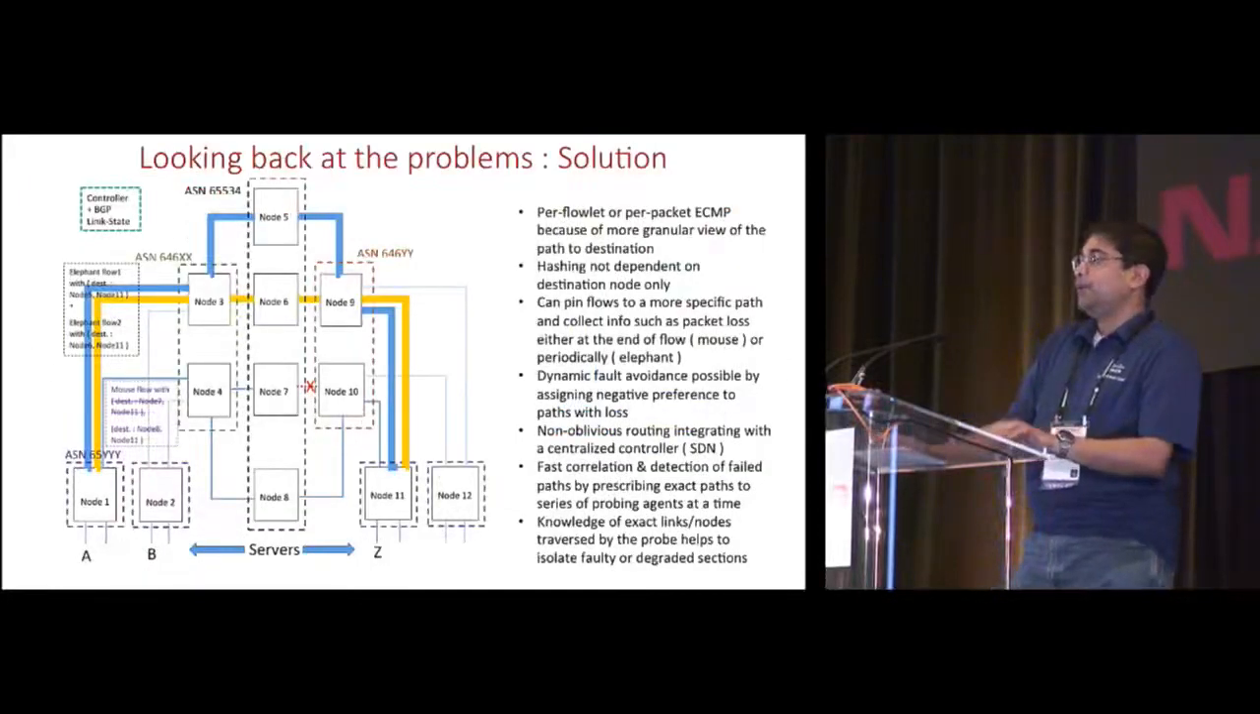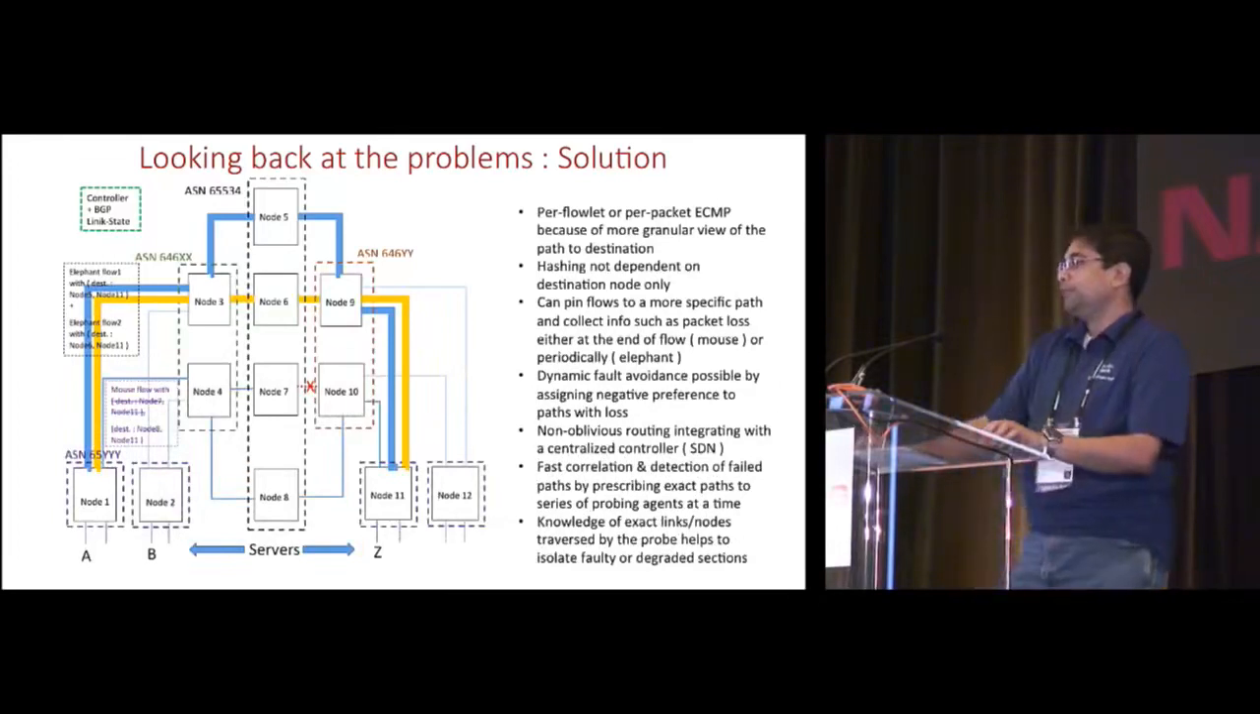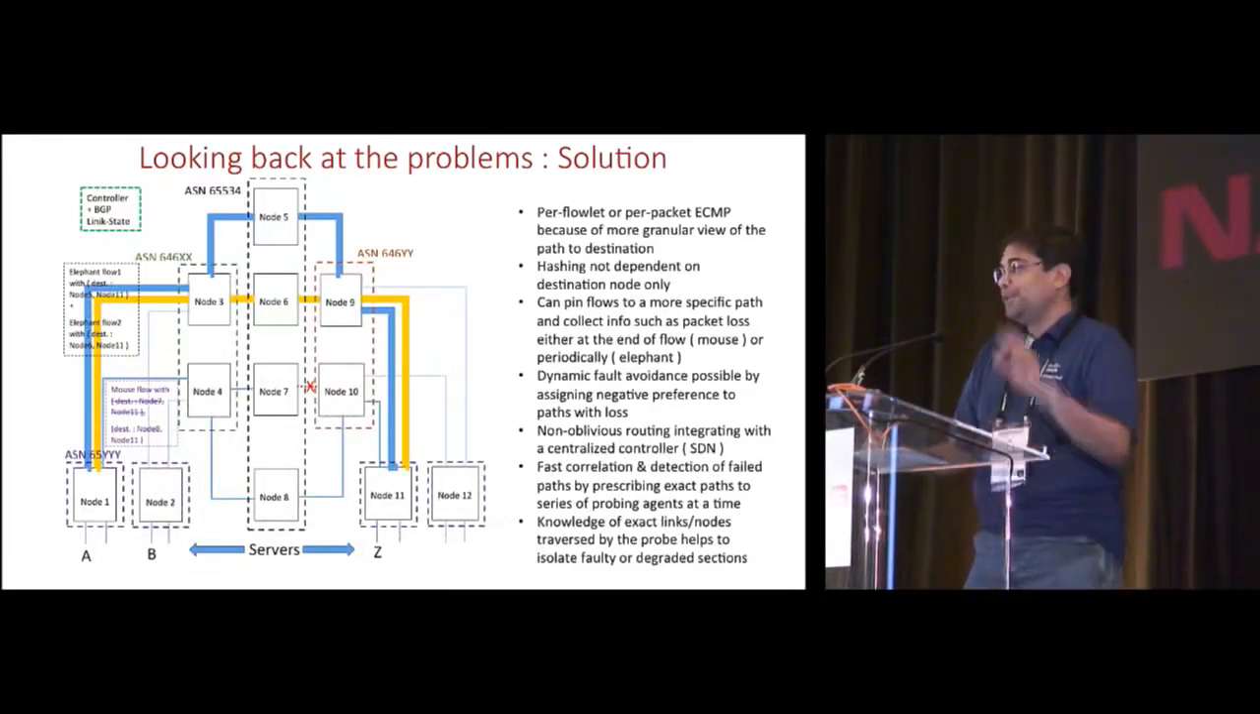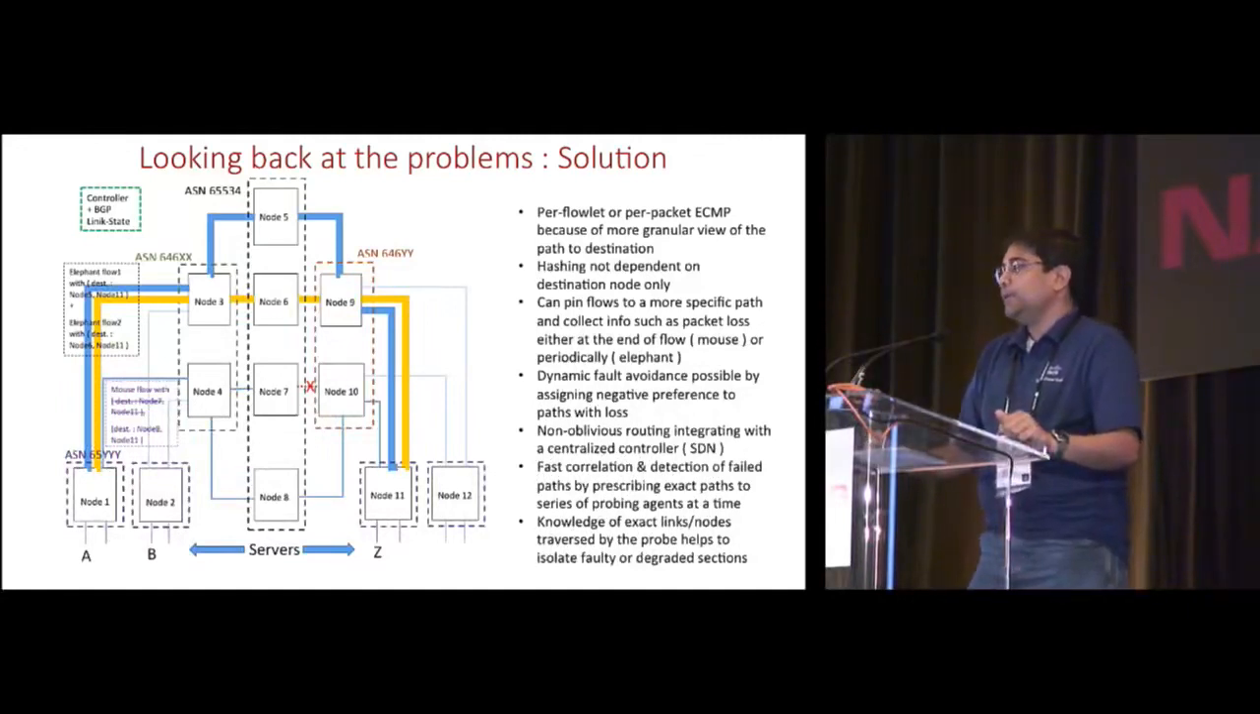And now we look back at the problems which we already discussed, and how we are solving them with this solution. There is an addition of a small green rectangle at the top. Of course, that's the controller. The controller is running BGP link state, which is typically with most of the nodes in the data center. So essentially we are learning the path end to end, like we mentioned already, and then communicating to the controller via the link state.